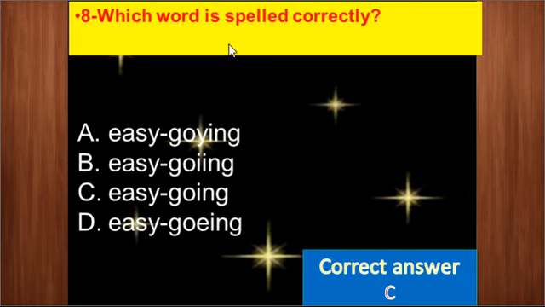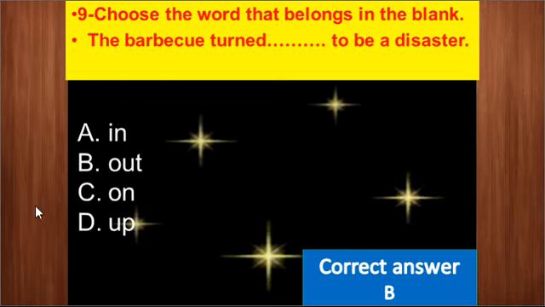Here again we have questions about spelling mistakes. Which word is spelled correctly? And the correct answer is easygoing. Next: the barbecue turned out to be a disaster. The meaning of this phrasal verb, turned out, is changed, turned to be.